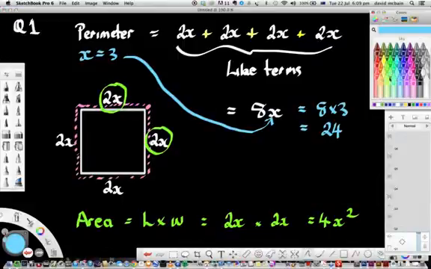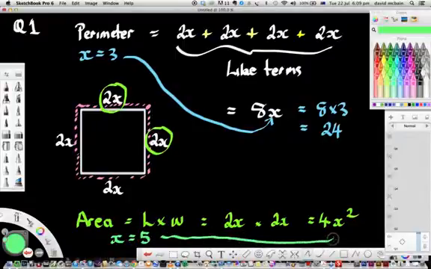On the other hand, in part D, we had to work out the area when x equals 5. Well, here's our expression for the area of the square. We want to work it out when x equals 5. So we're just going to substitute x equals 5 into where we see the x, into the area expression. And so it'll equal 4 times 5 squared. 5 squared is 25. 4 times 25 is 100. So that will equal 100.